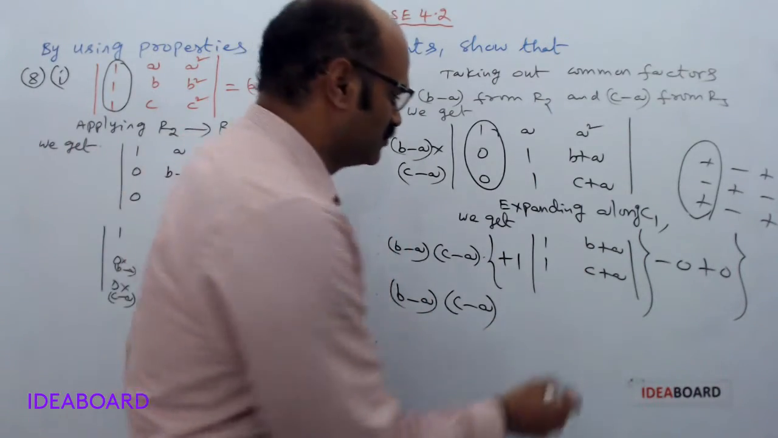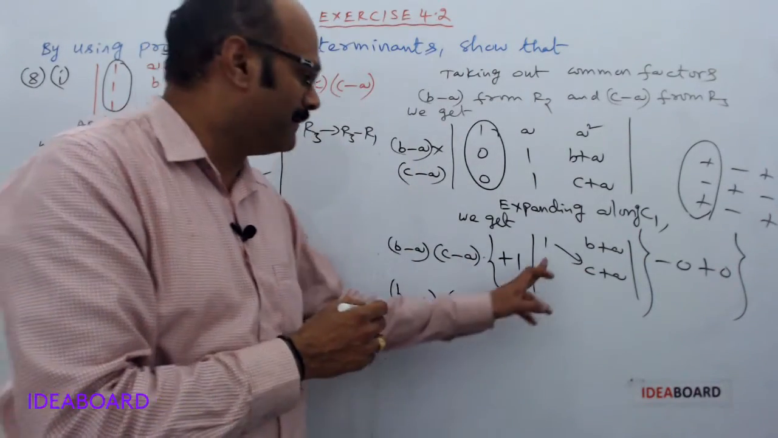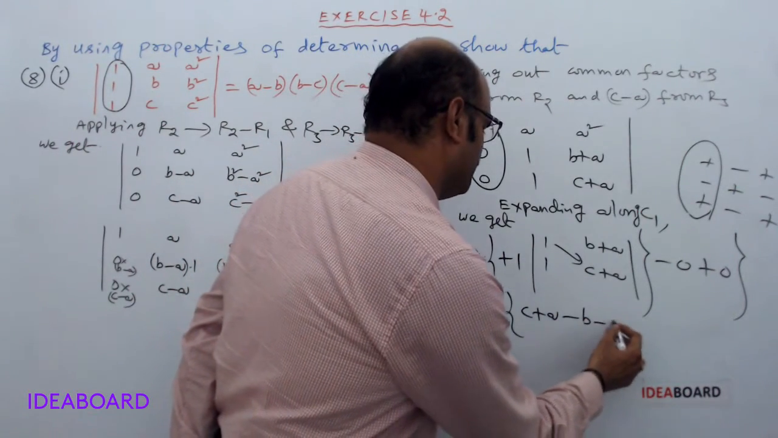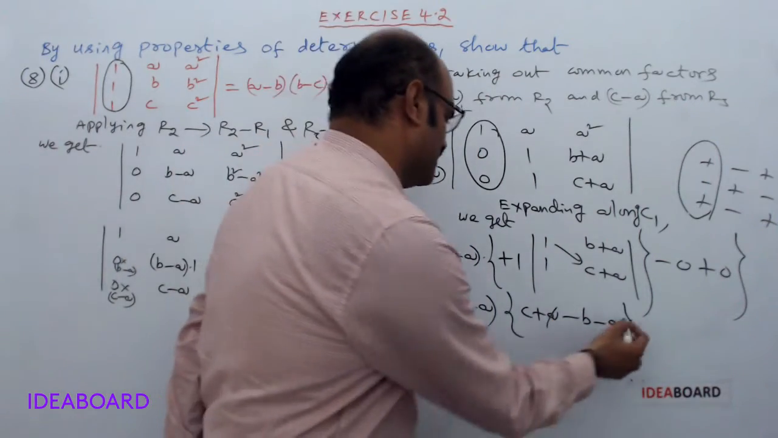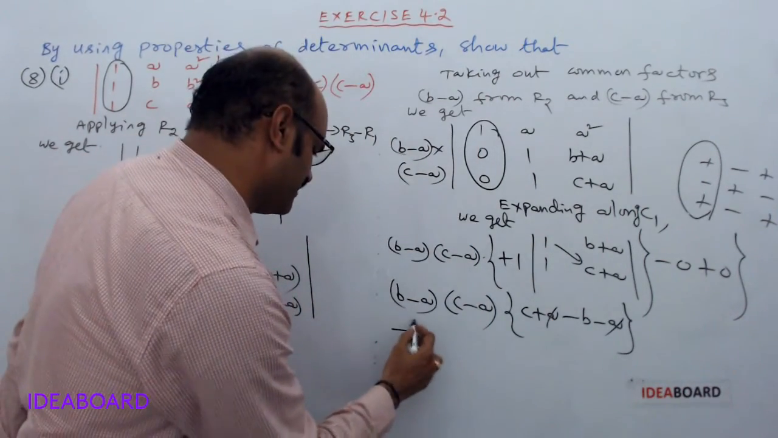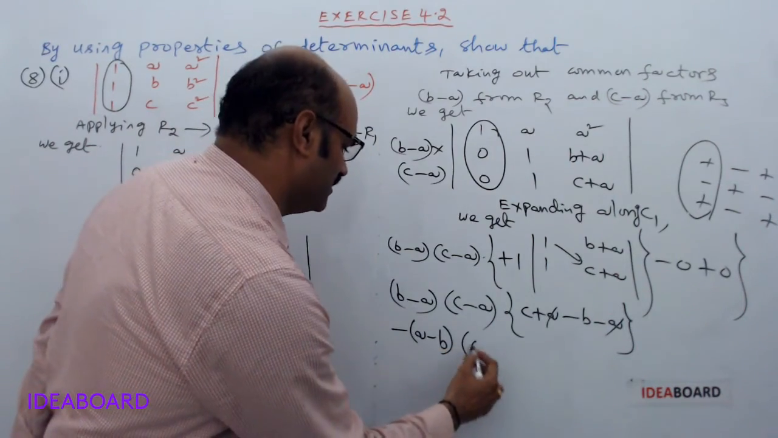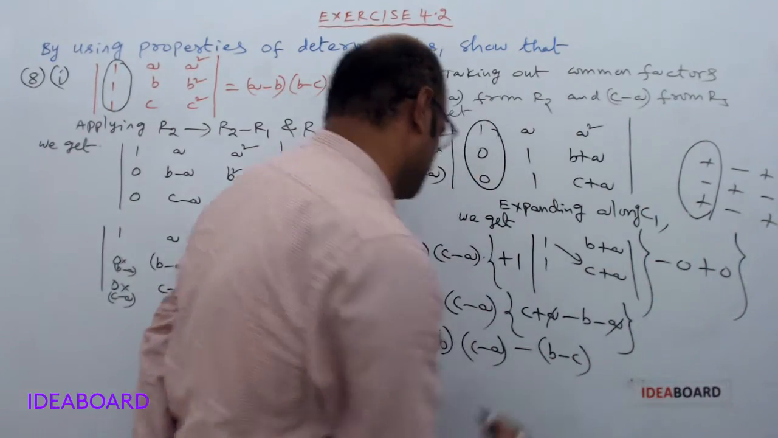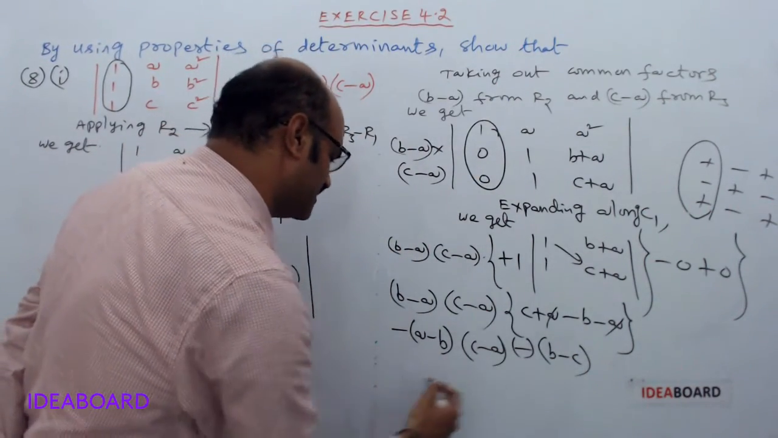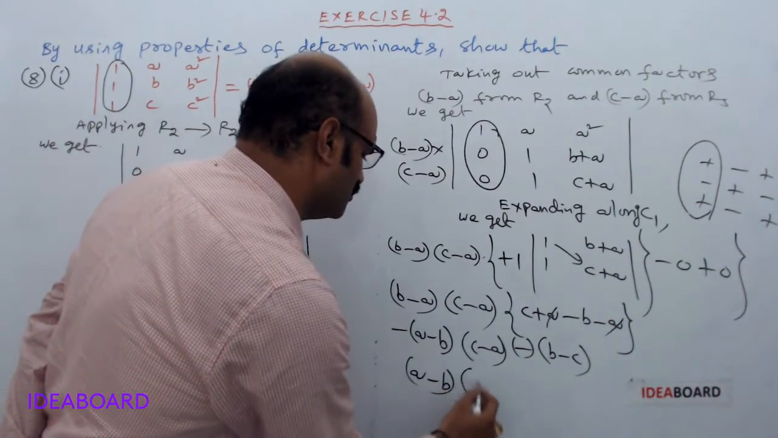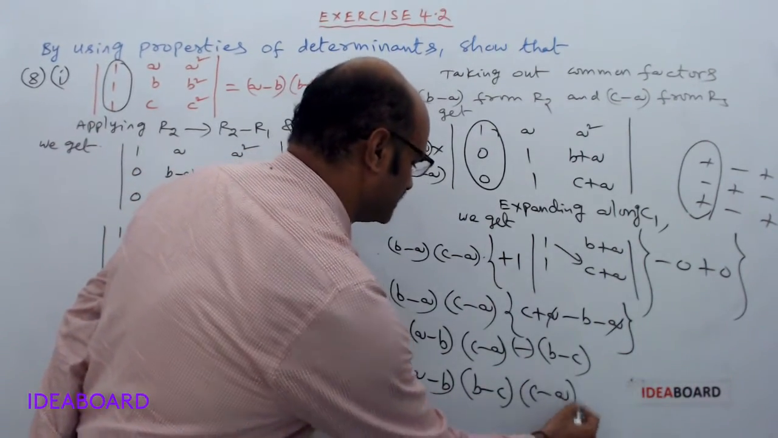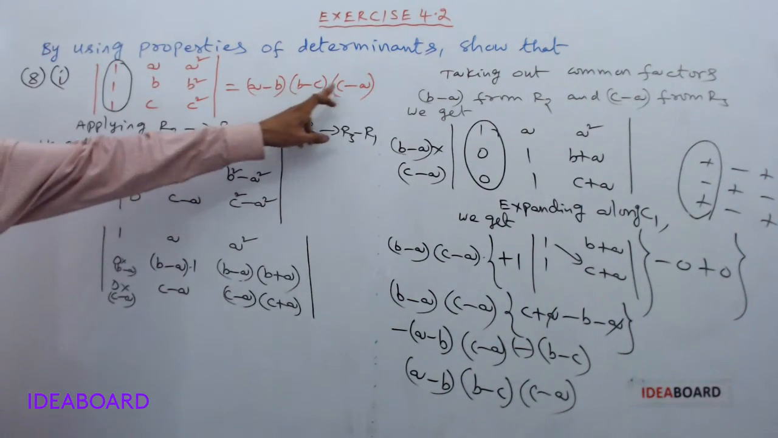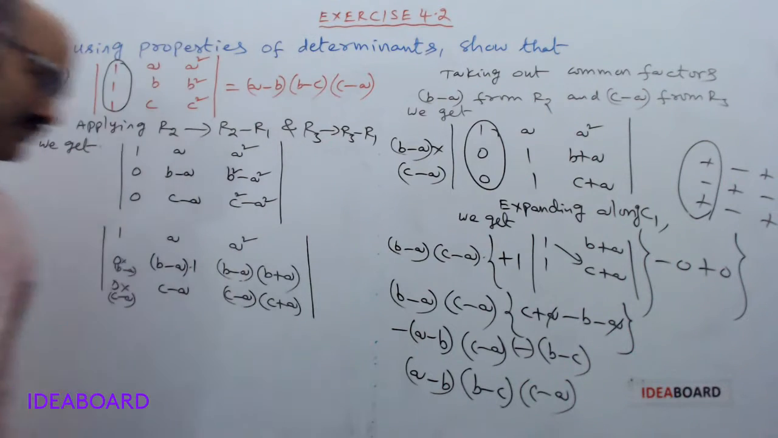We know that the determinant is the product of diagonal elements minus the product of off-diagonal elements: (c plus a) minus (b plus a), which becomes c minus b. Taking the signs together, it equals (a minus b)(b minus c)(c minus a). Hence proved.